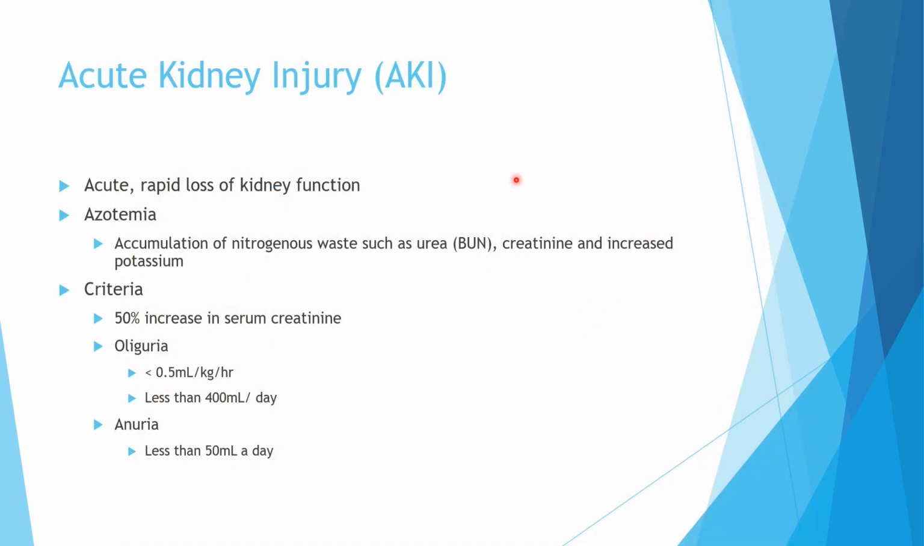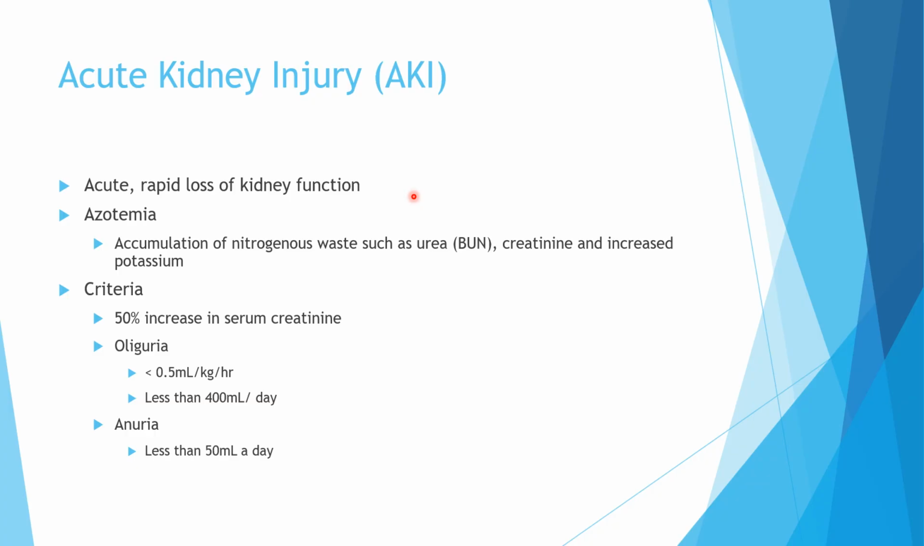Now, acute kidney injury. The biggest thing is acute here, all right? This is something that happens rapidly. We can have a patient who has chronic kidney disease, and they can have an acute kidney injury. So we're going to have an acute rapid loss of kidney function. Even if they have a GFR of 30 and now their GFR is 10, even though they have chronic kidney disease, it's an acute kidney injury.